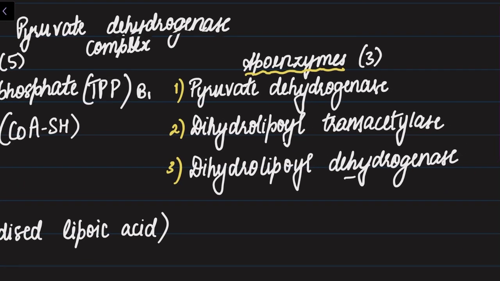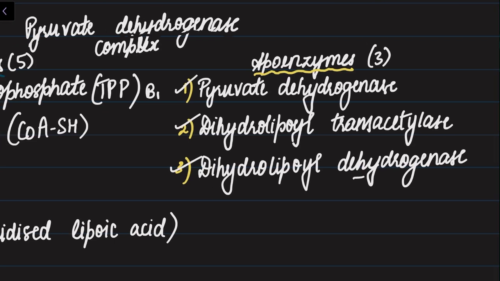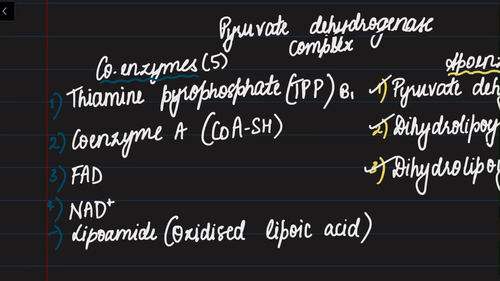What are the apoenzymes? First is pyruvate dehydrogenase itself, dihydrolipoyl transacetylase, and dihydrolipoyl dehydrogenase. So these are the apoenzymes. They sound like tongue twisters at first, but the more you practice, it will become more intuitive.